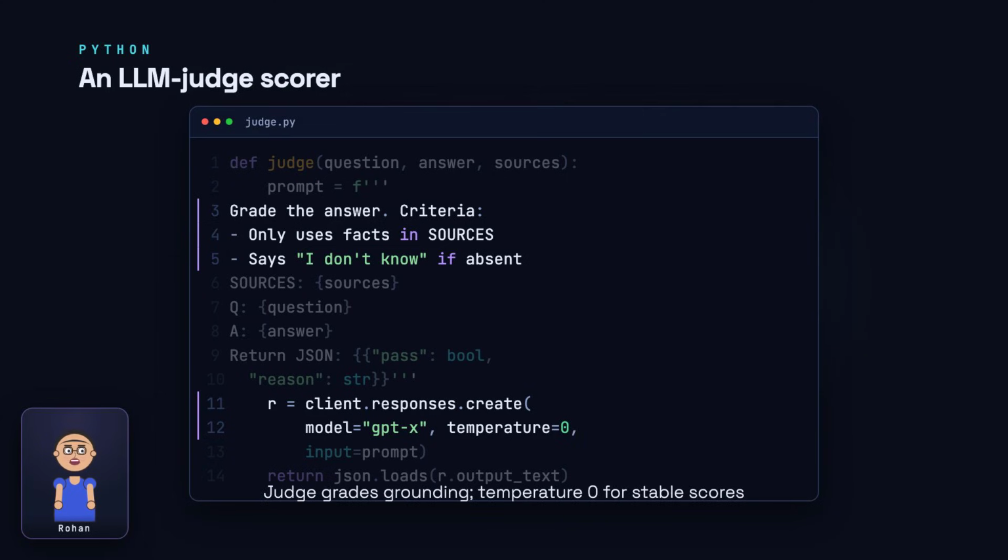For open-ended answers, here's a judge that grades grounding. Does the answer stick to the provided sources and admit ignorance when they're silent? Note temperature 0. We want the judge's verdicts as stable as possible, so rerunning gives the same score. And it returns structured JSON, not prose, so we can aggregate it automatically.